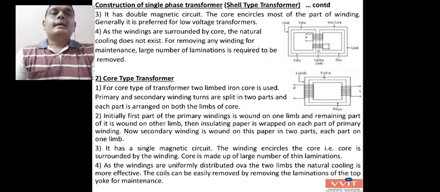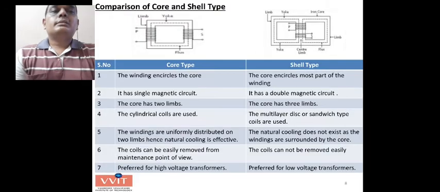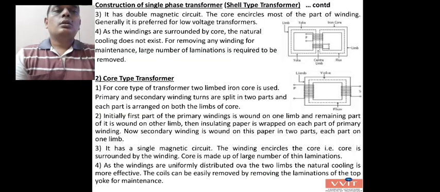It has a single magnetic circuit, only one magnetic circuit exists. Here in shell type we have two magnetic paths, that is nothing but two closed paths exist, but in this core type we have only a single magnetic path. The winding encircles the core, that is, the core is surrounded by the winding.